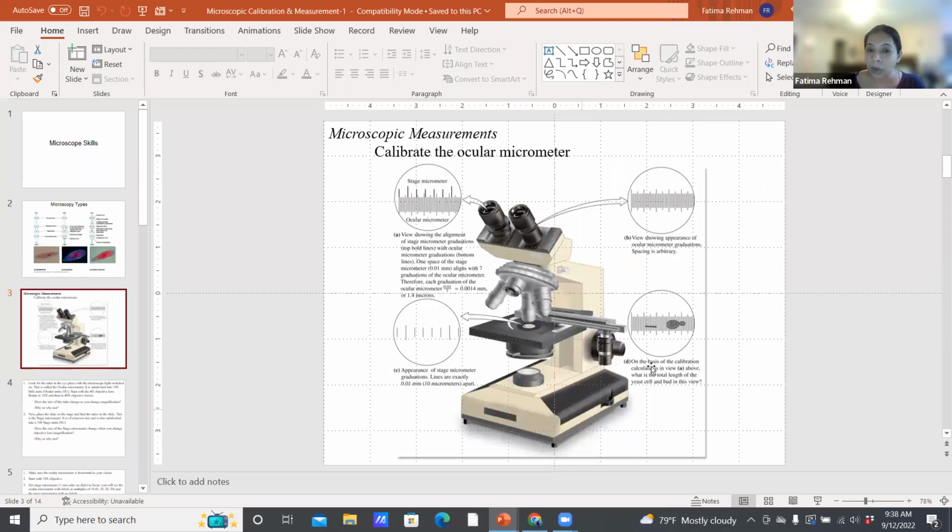Now, when we look at our microscopes using the various objective lenses, how is the image going to change? So let's say I'm looking at a small cell underneath the microscope. How is that image going to change as I go to different magnifications? Yes, the image would get bigger and bigger.